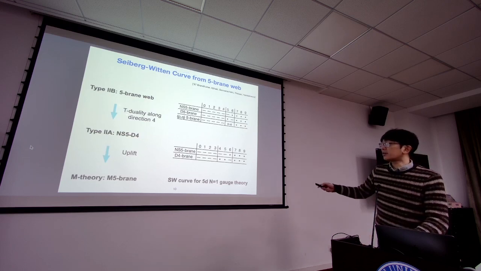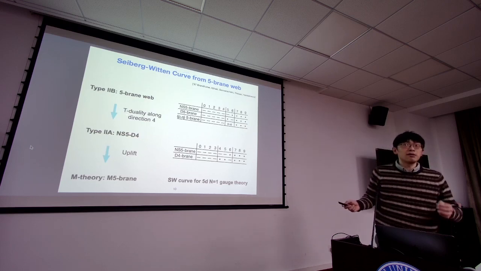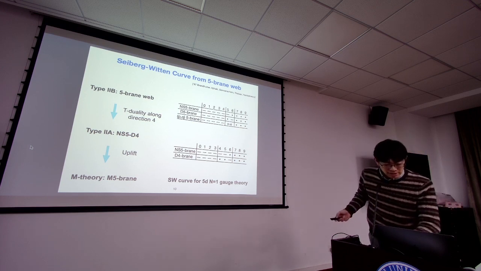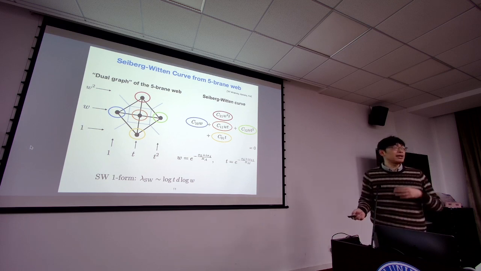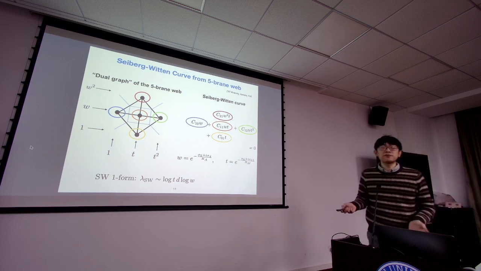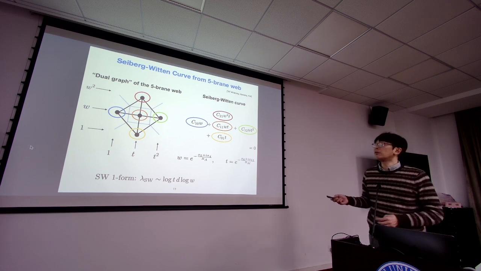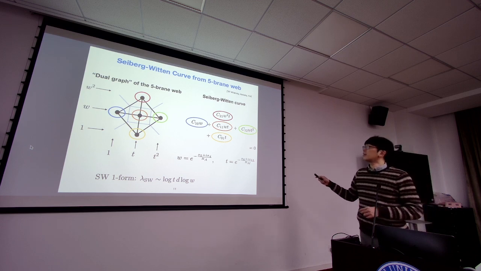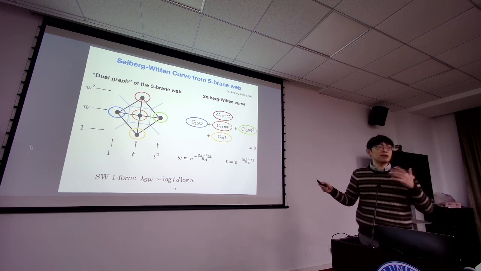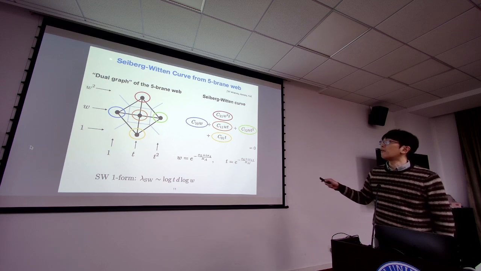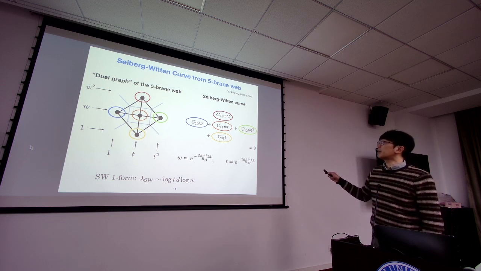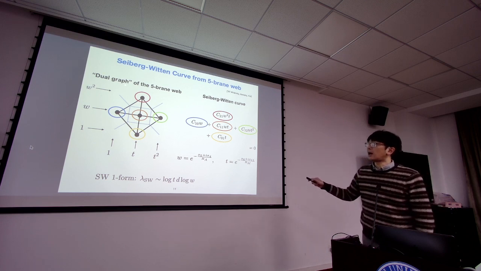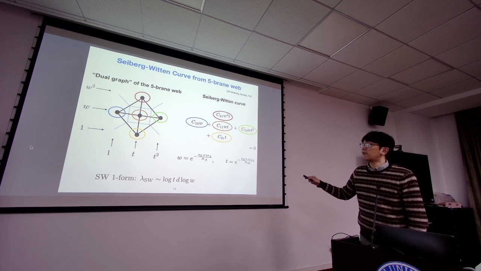And so this is a story of how to obtain the Seiberg-Witten curve based on a 5-brane web, but practically some useful method is known for a given 5-brane web. So this is a more practically useful way of obtaining the Seiberg-Witten curve from a given 5-brane web. The point is to find the dual graph of the 5-brane web.